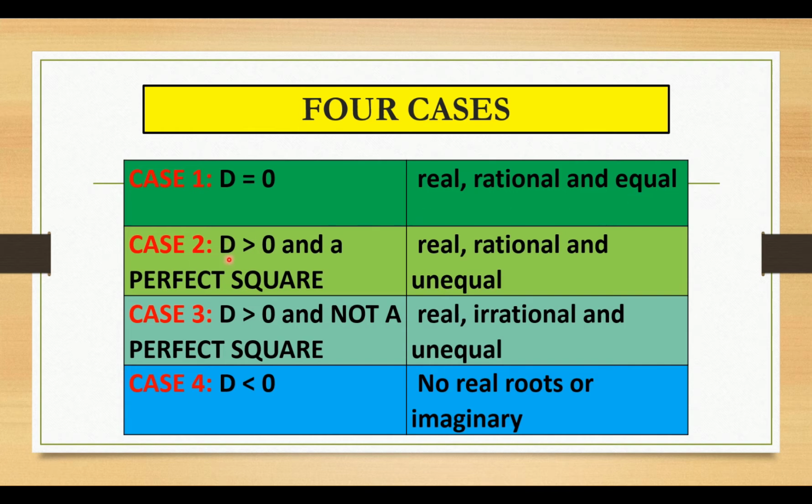Case 2, when your D is greater than 0 and a perfect square, you will be getting roots that are real, rational, and unequal. In case 3, when your D is greater than 0 and not a perfect square, the roots would be real, irrational, and unequal. In case 4, when your D is less than 0, there are no real roots, or your roots are imaginary. So these are the four cases. Okay?